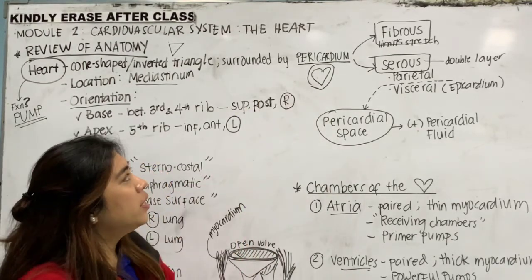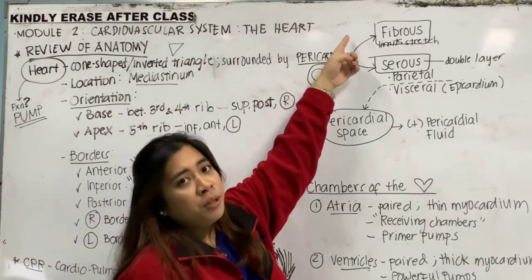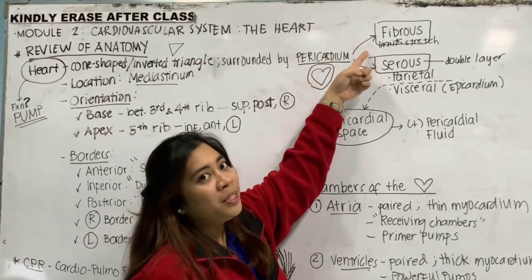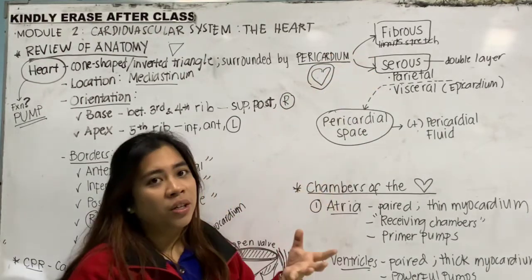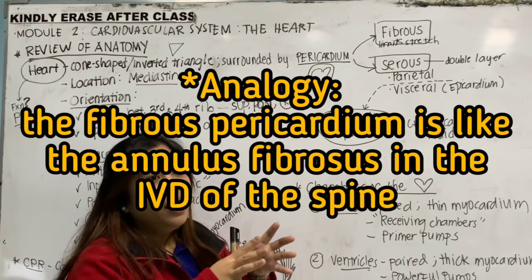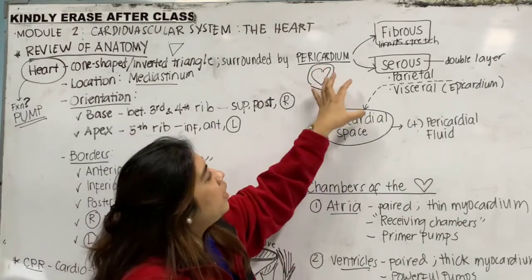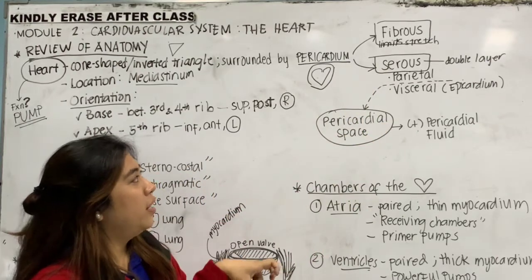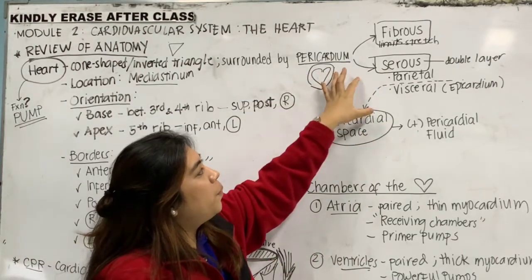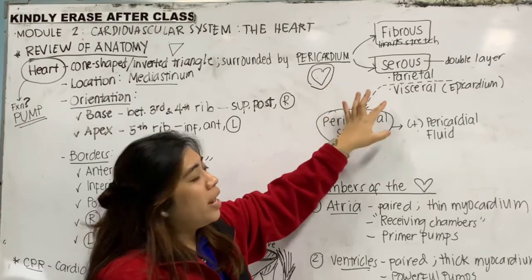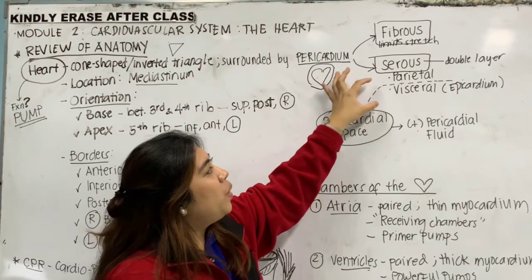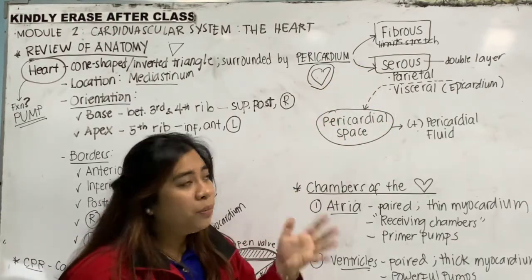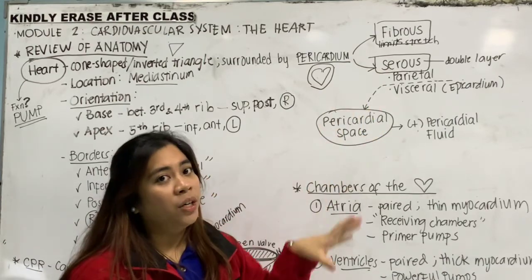So for the two layers again of your pericardium, you have your fibrous pericardium, which is able to limit stretch because of its anatomical structure. Fibrous meaning it's non-pliable. Then you have your serous pericardium, which has a double layer again. For your serous pericardium, you have your parietal layer and your visceral layer. Between the two, the parietal is the outermost and the visceral is the innermost.